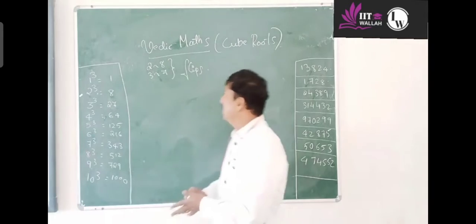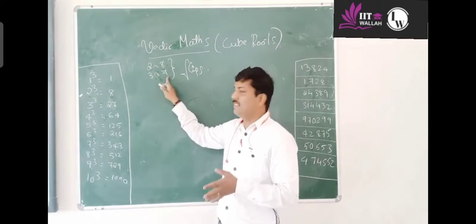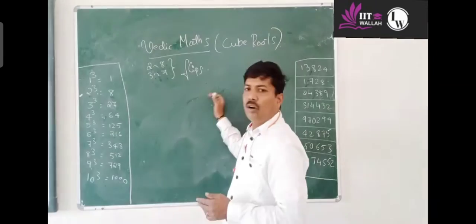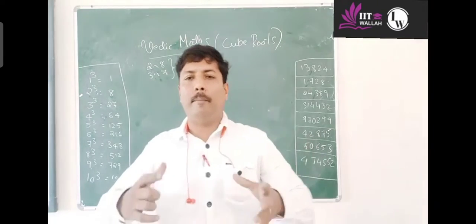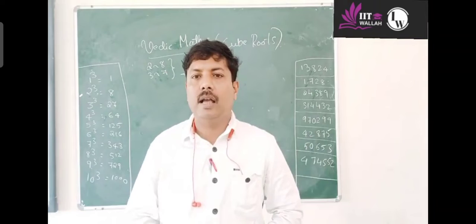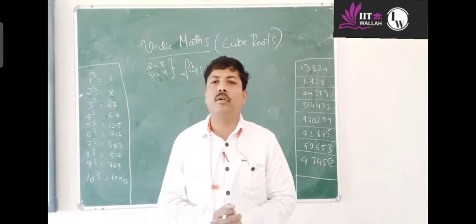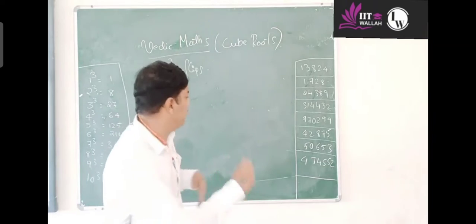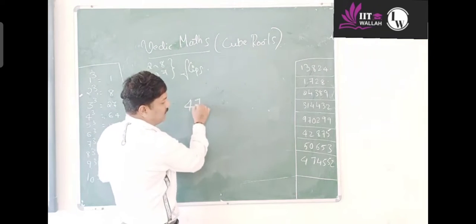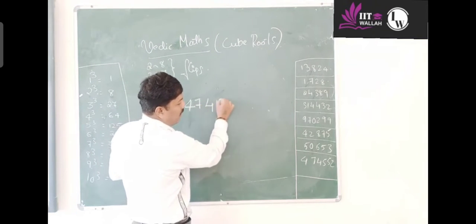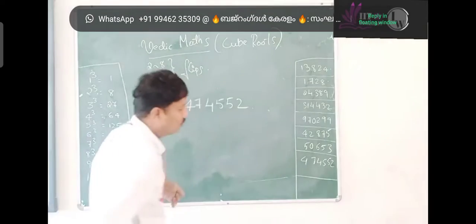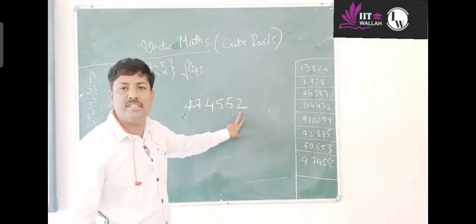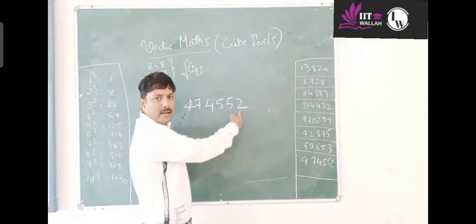That means 2, 8 and 3, 7 flip. Okay? So let us check some big numbers and we can find the cube root of those perfect cubes. Okay? First number I am going to take is 474552. Okay? This is a big number. 1, 2, 3, 4, 5, 6 digits. And the last number is 2.